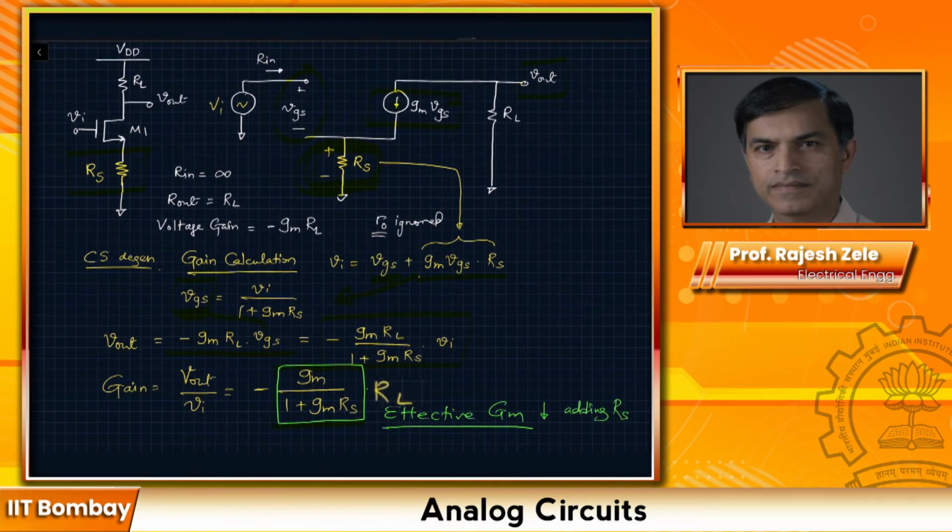Now we will do a similar analysis like before. We will look at the impact of the output resistance of the transistor, Rout. This particular analysis for MOSFET is extremely important, so please pay close attention.